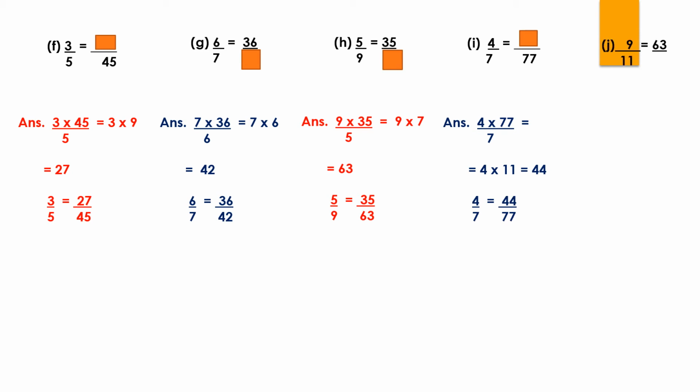Now the last part, J, 9 upon 11 equal to 63 upon dash. Now 11 into 63 upon 9, it will give you 11 into 7, which is 77, and 77 you will write on the denominator. So your fraction will be formed: 9 upon 11 equal to 63 upon 77.